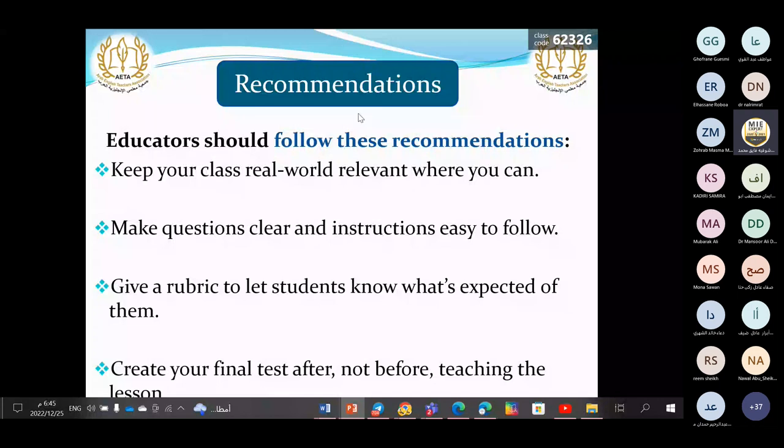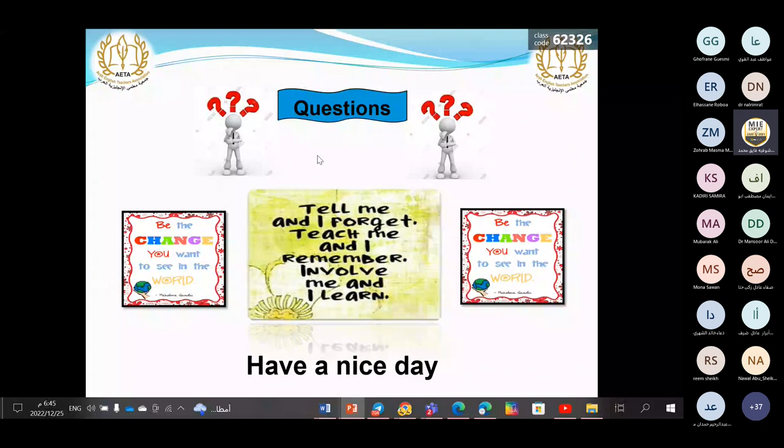Finally, we come to some recommendations. We should follow them as educators. We should keep our class real-world relevant. We should make questions and instructions clear. Here we concentrate on clear instructions in order to make them follow them easily. Give a rubric to let the students know what is expected of them. Create your final test after, not before, teaching the lesson; not to give them a test before you teach them the topic or the objectives of your lesson.